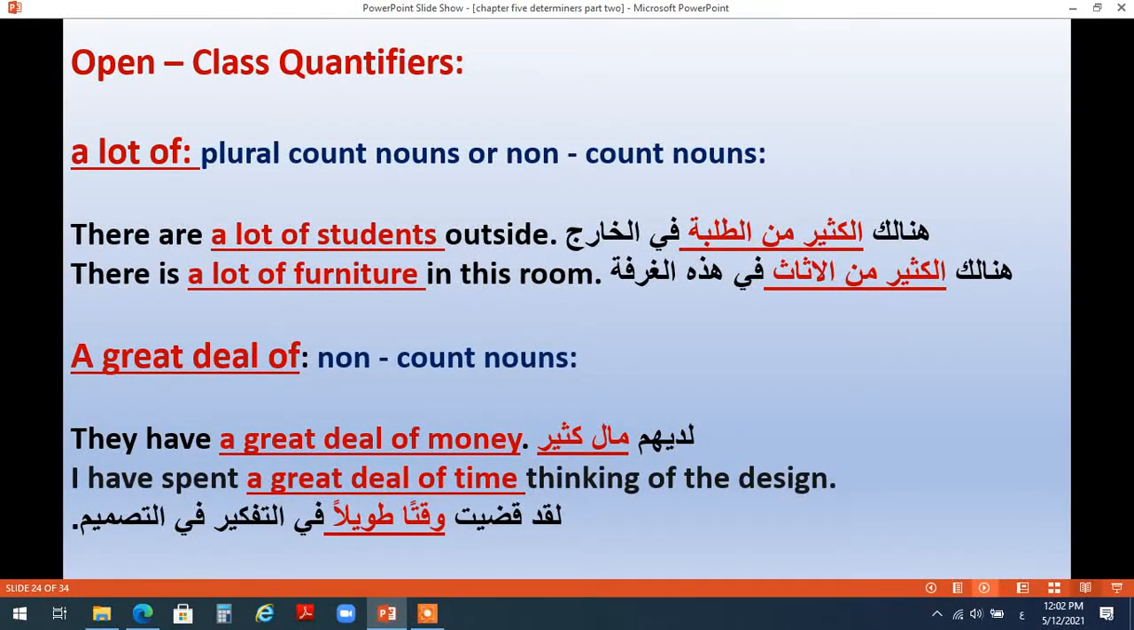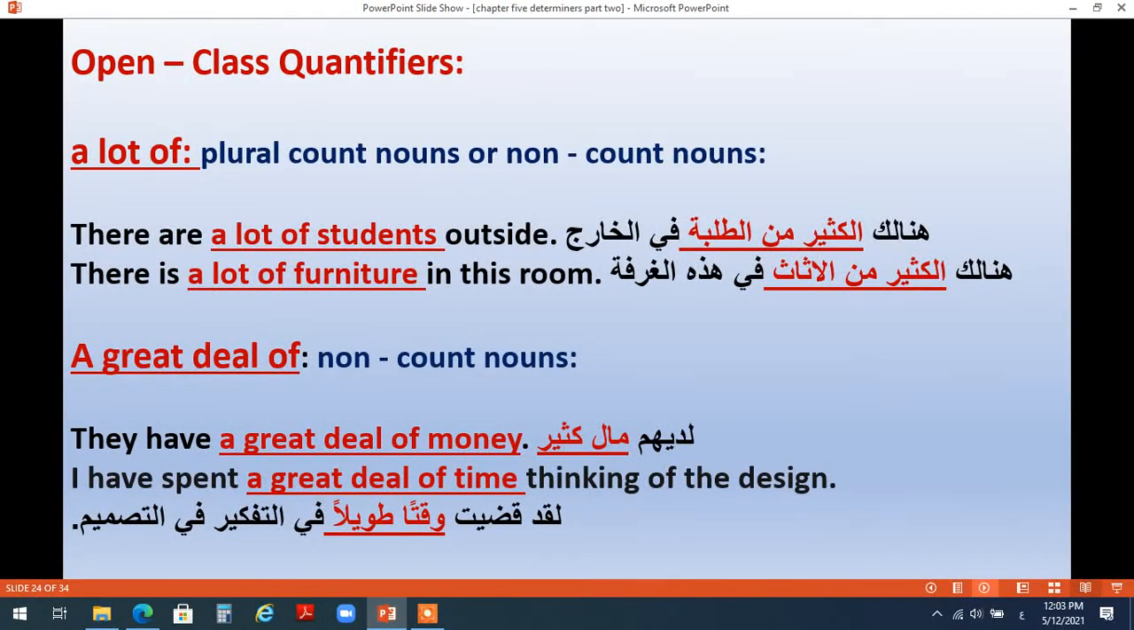We have another group of quantifiers which are called open class quantifiers. This category includes several words or phrases that we use to specify number or quantity. One of these phrases is a lot of. It is usually followed by plural count nouns or non-count nouns. There are a lot of students outside. Here we notice that a plural count noun came after it. There are many students outside.